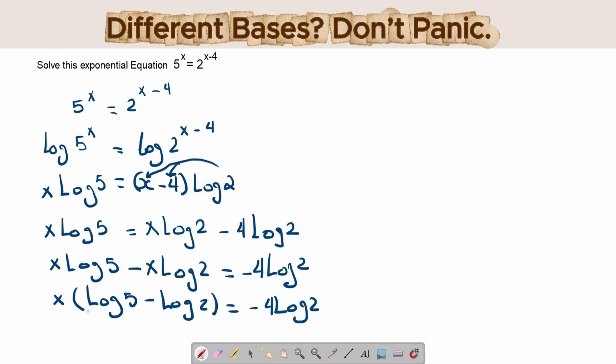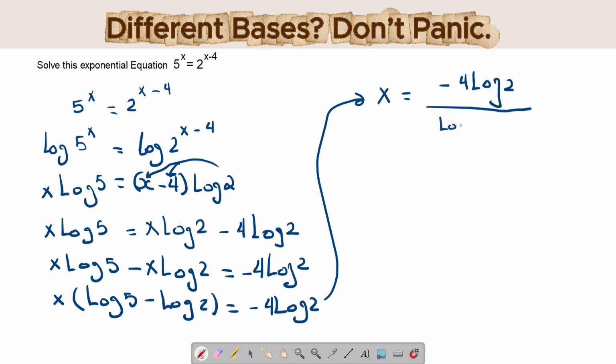And at this stage, we divide both sides by log 5 minus log 2, and we'll get x equals negative 4 log 2 all over log 5 minus log 2. And this is the answer in exact values.